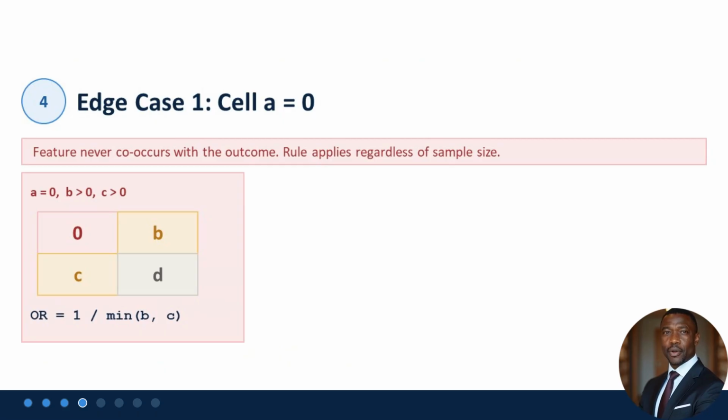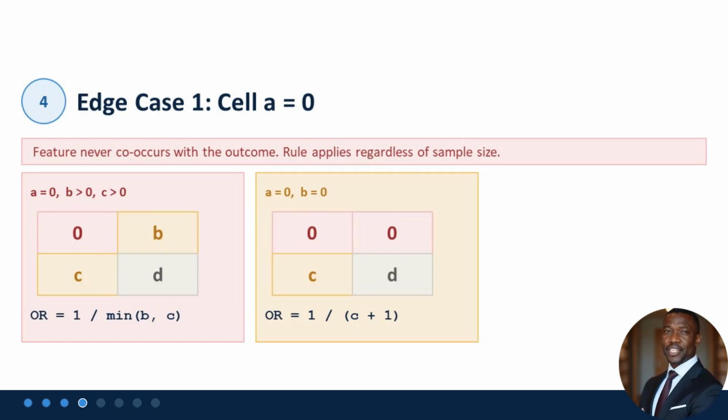When cell A is 0, the feature never co-occurs with the outcome, and the raw formula fails because it multiplies by 0. This rule applies regardless of sample size. If B is also 0, meaning the feature never appears in the data at all, we use 1 divided by the quantity C plus 1. If B is positive, we use 1 divided by the minimum of B and C. This captures a conservative protective signal.